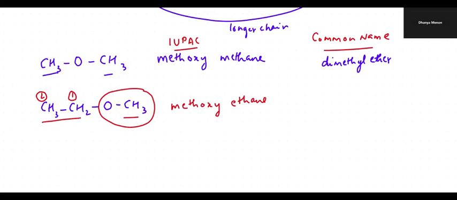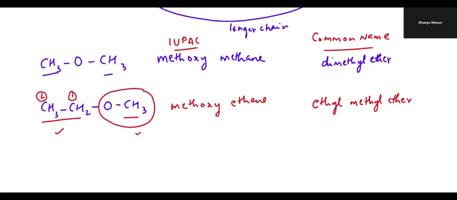Okay. And the common name here is, there's an ethyl group here, there's a methyl group here. So ethyl methyl ether. Okay. So I hope I'm clear here.